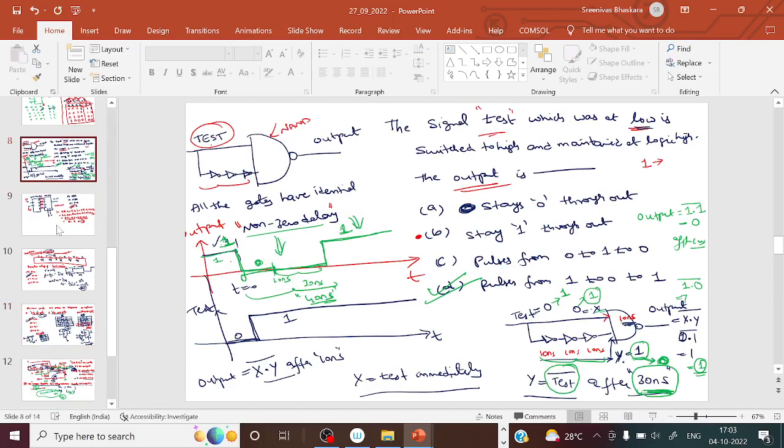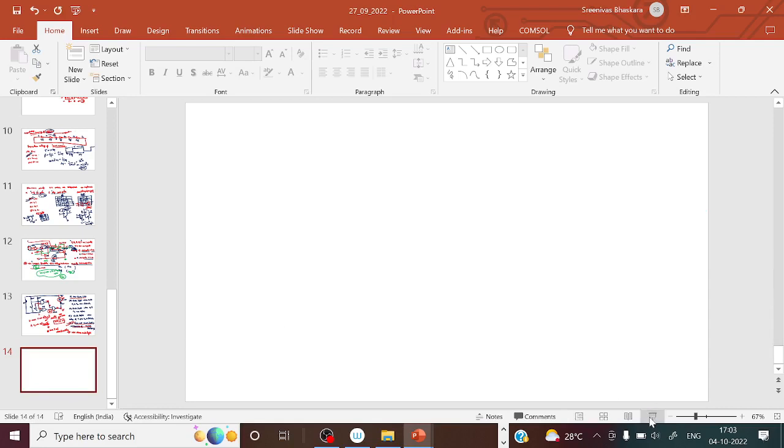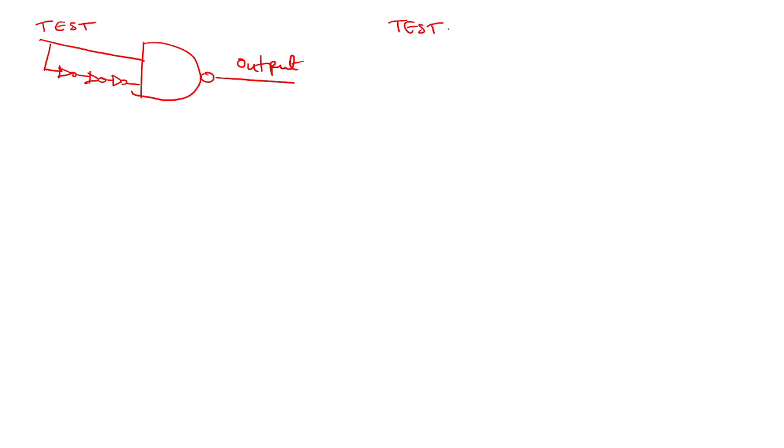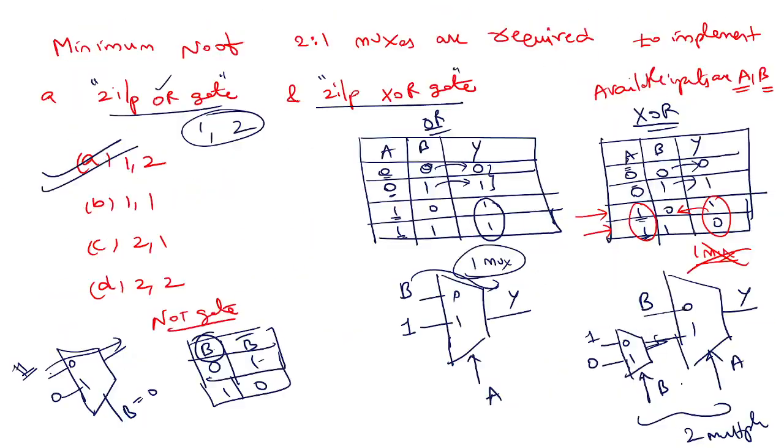Initial was at 0, right? You can see my screen, right? Okay. Here is the test, and there are 3 gates, right? And this is the output. Initially, test was at 0, I guess, right? That's what they mentioned. Test was 0, then the output is, right?